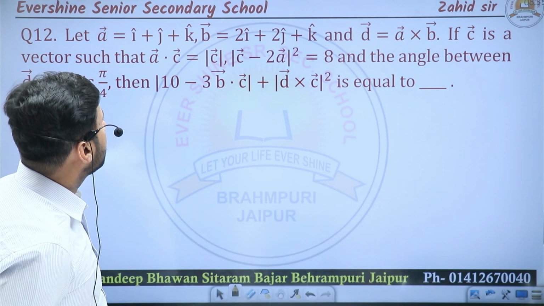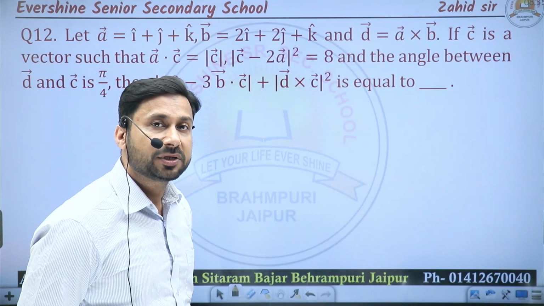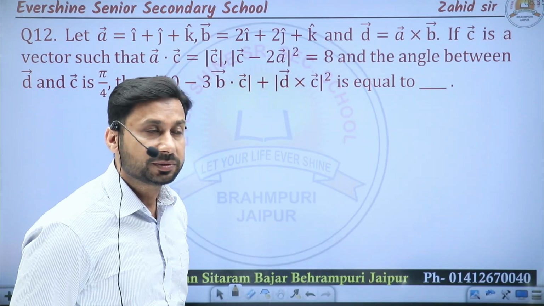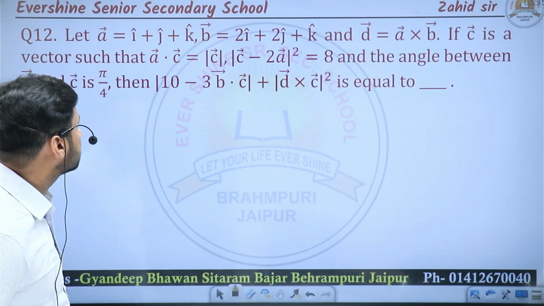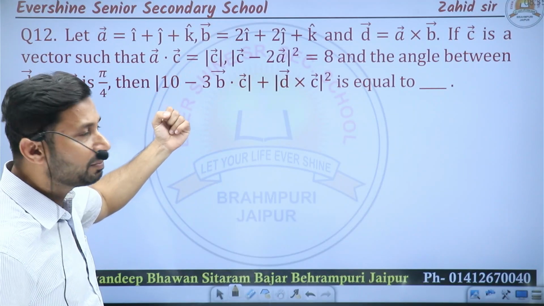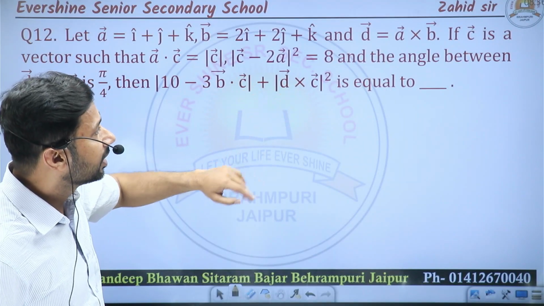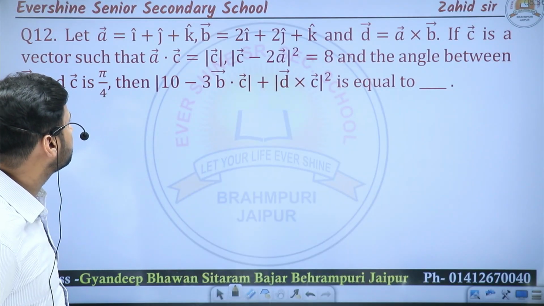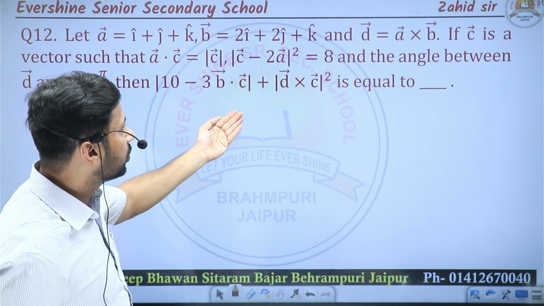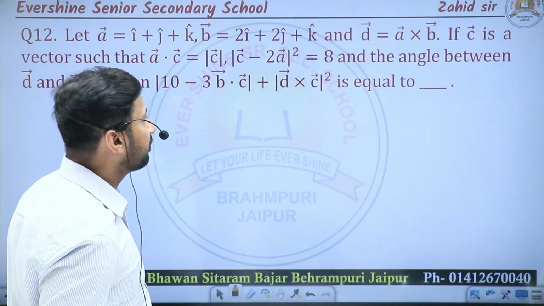Let A equals i cap plus j cap plus k cap and B equals 2i cap plus 2j cap plus k cap, and D equals A cross B. If C is a vector such that A dot C is given as mod of C or magnitude of C, and magnitude of C minus 2A square is 8, and the angle between C and D is pi by 4, then I need to find 10 minus 3 B dot C plus mod of D cross C squared. Okay, we'll find it.